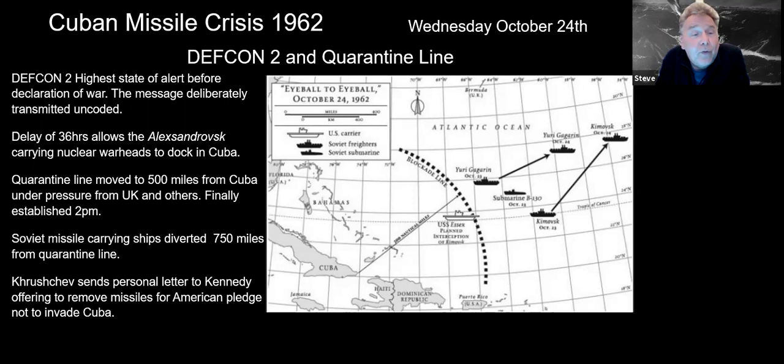And as I said before, the Soviet missile-carrying ships were diverted when they were around 750 miles from the quarantine line. So the eyeball to eyeball thing is a bit of an exaggeration. And then Khrushchev sends a personal letter to Kennedy offering to remove the missiles for an American pledge not to invade Cuba.